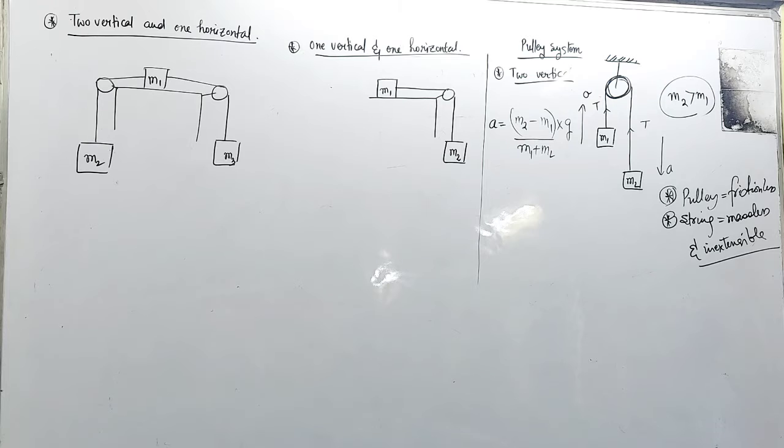If we go through the free body diagram, we have to consider M2 and M1 separately. It will be a very long process. Rather, you should remember the shortcut trick. How to remember the shortcut trick?